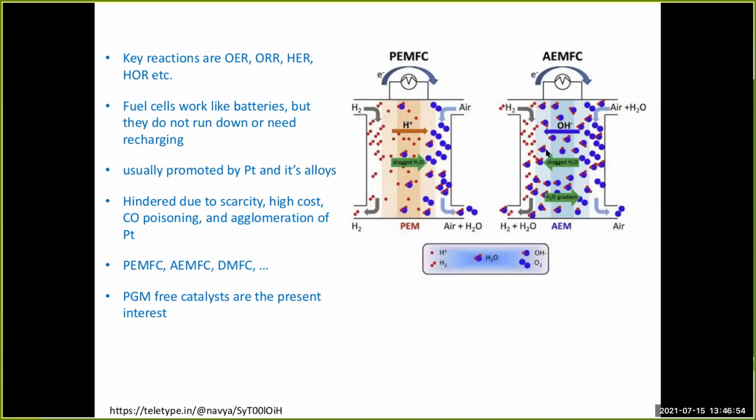Oxygen reduction reaction electrocatalysts are broadly divided into four categories: precious group metal catalysts, which are platinum group metal catalysts, non-precious group metal catalysts, single atom metal catalysts, and metal free catalysts. Usually oxygen reduction reactions are promoted by platinum and its alloys. Due to the scarcity, high cost, and agglomeration of platinum, it is hindered from use in regular processes. So the present study focuses on PGM free electrocatalysts, which have a single metal molecular catalyst.